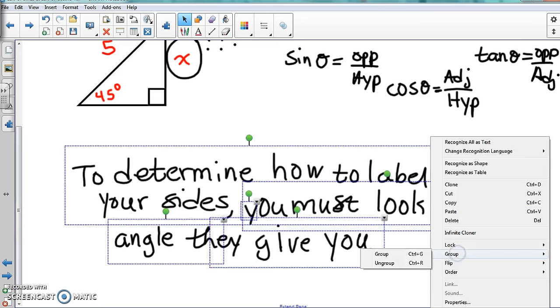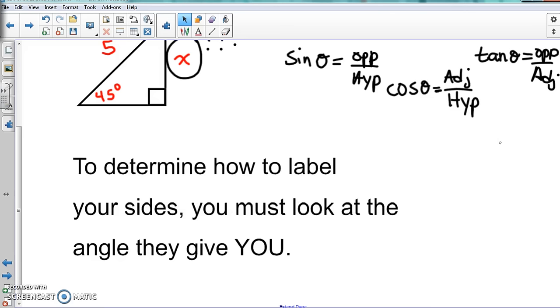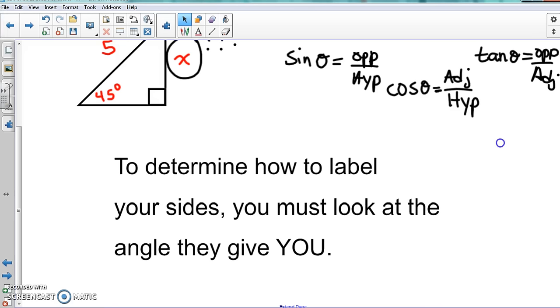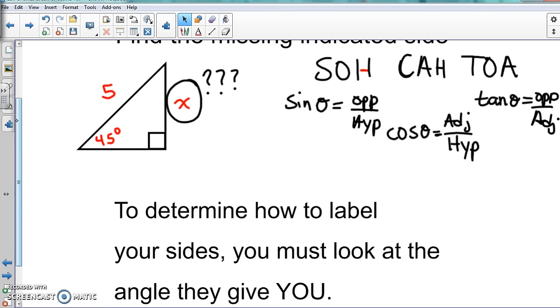To determine how to label your sides, you must look at the angle they give you. So here, they gave you this angle, 45. If you look at this angle 45, the side that's opposite of it is here, where the x is. That's the other side of the triangle from the angle.